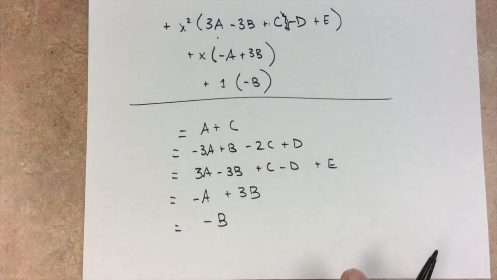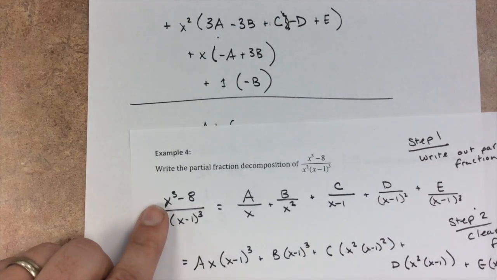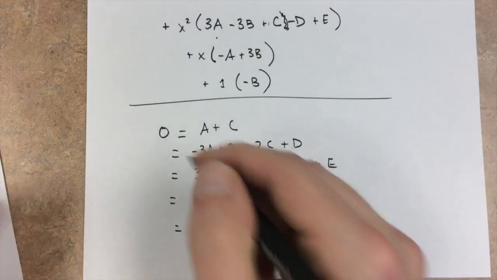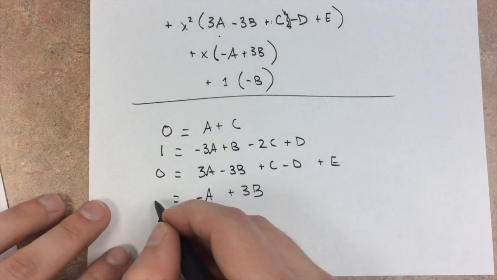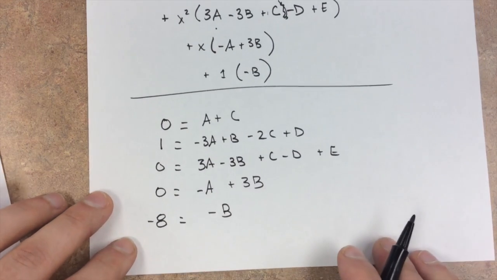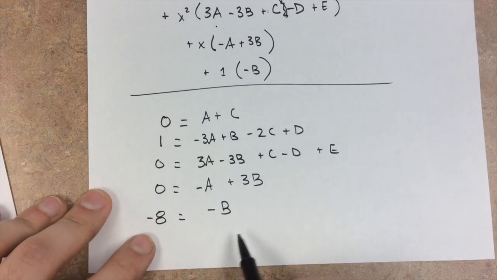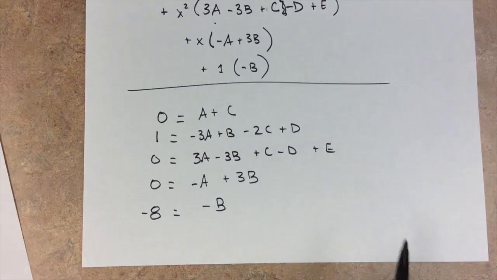Well, I go back to my original equation, which I'll bring back here. How many x to the fourths do I have? 0. How many x to the thirds do I have? 1. How many x squareds? 0. How many x's? 0. How many numbers? Negative 8. So right off the bat, I already know that b equals 8. So that's helpful. But the nice thing, I have a system of equations, right?